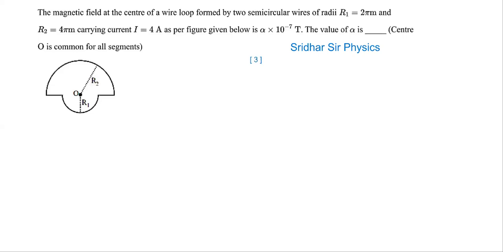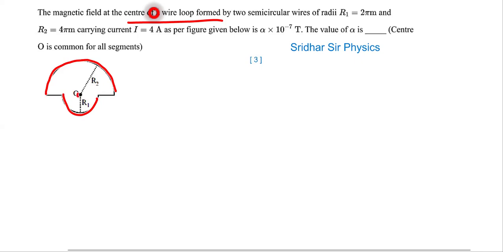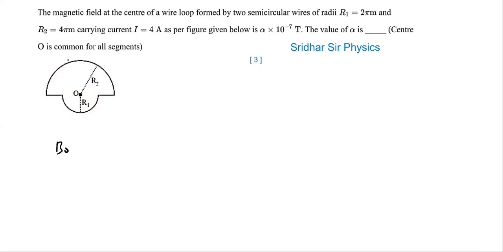We have to calculate the magnetic field at the center of a wire loop formed by two semicircular wires, of radius R2 and R1. So what is the net field at the center? We'll assume current I flowing in this direction.